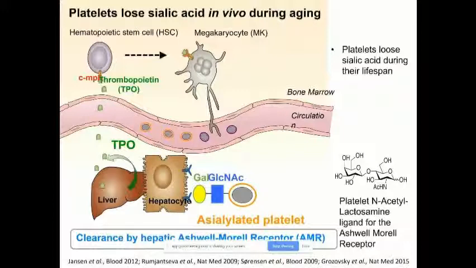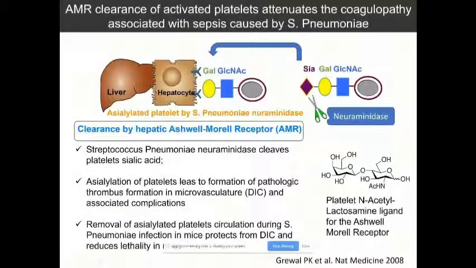So that simple structure here is involved in recognition via this receptor, not just of aging platelets, but it is also involved during inflammatory processes such as sepsis, for example, caused by Streptococcus pneumoniae, and there are other diseases which we know. Essentially, these viruses or bacteria which express sialidases or neuraminidases will cleave sialic acids, and this will lead to engagement again with the same receptor, the Ashwell-Morell receptor.